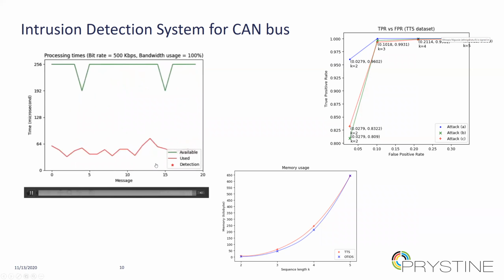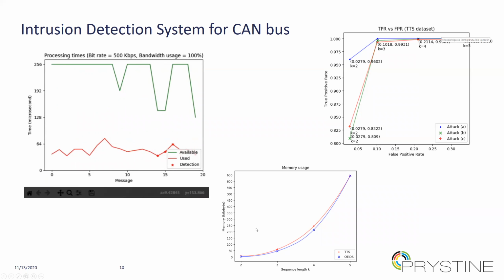And this evaluation of the IDS is made based on the data collected by the TTS track, the radar data, and also the openly available OT-IDS dataset. As you can see here, the memory requirement is low, and it also has more than 95% true positive rate.